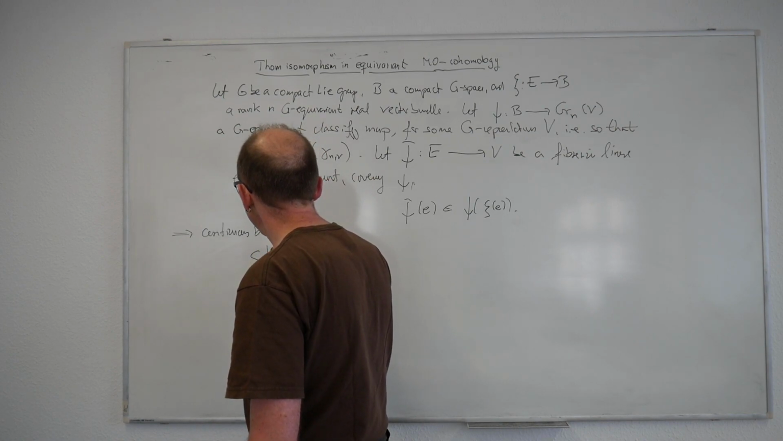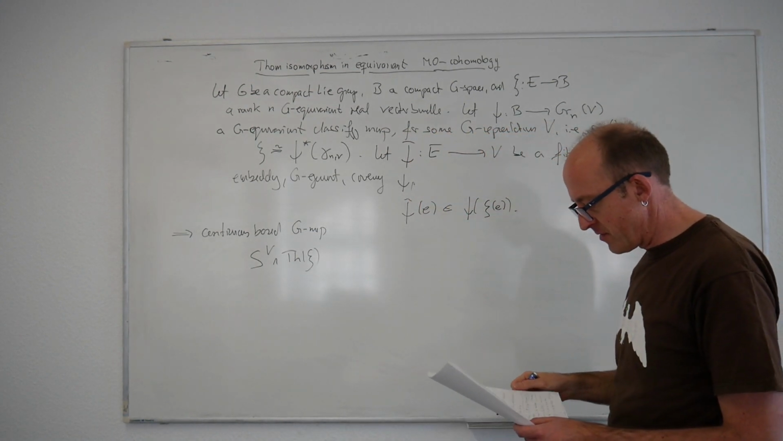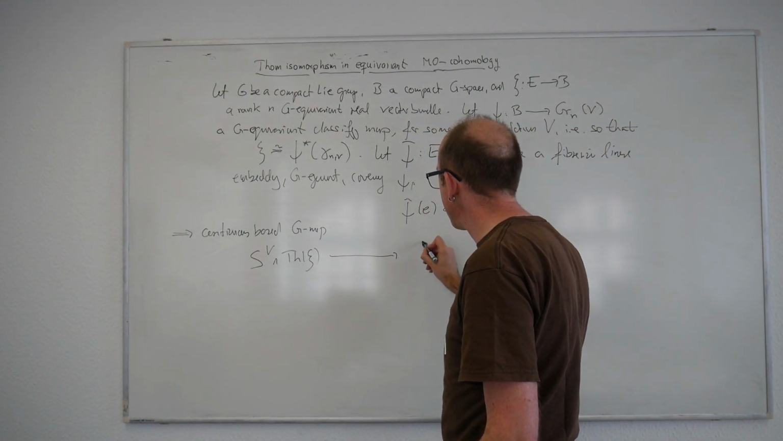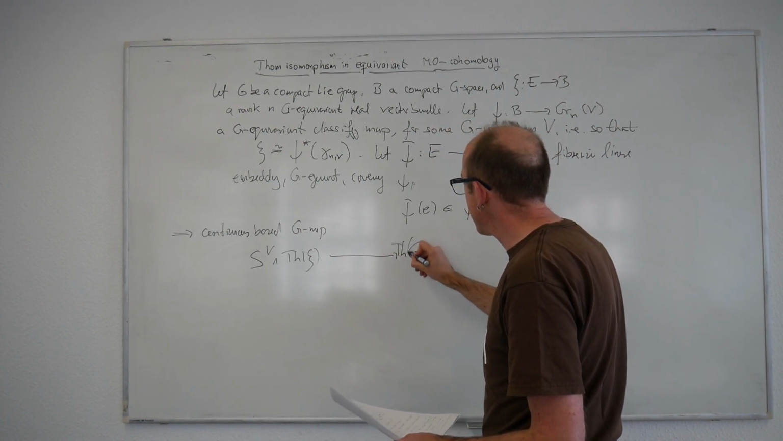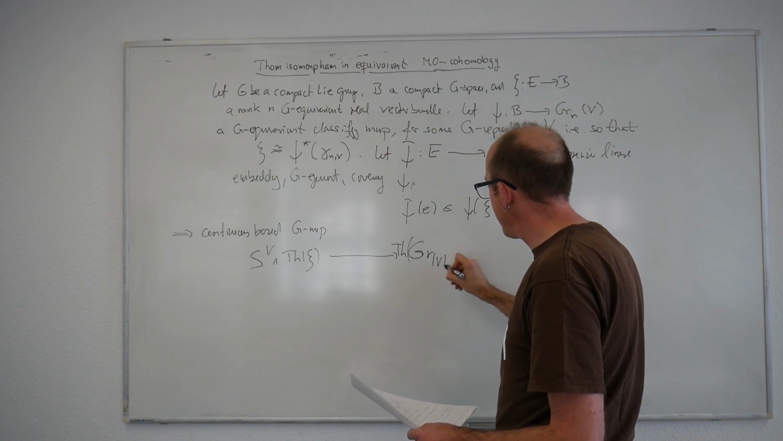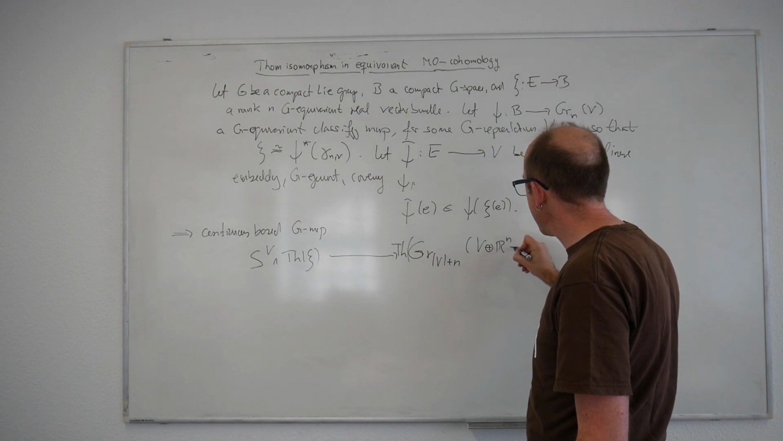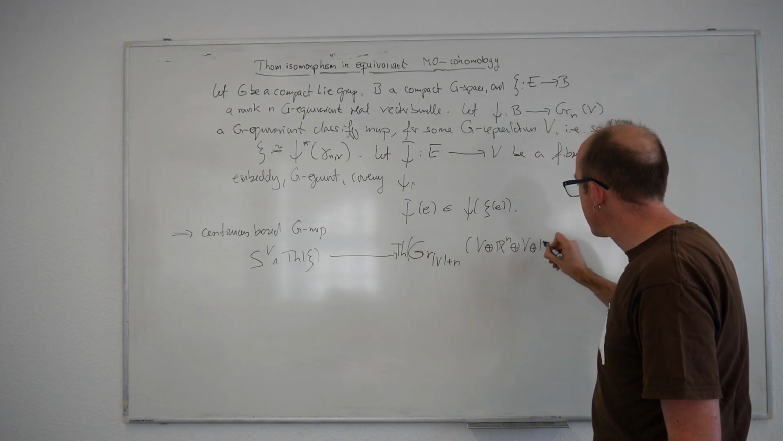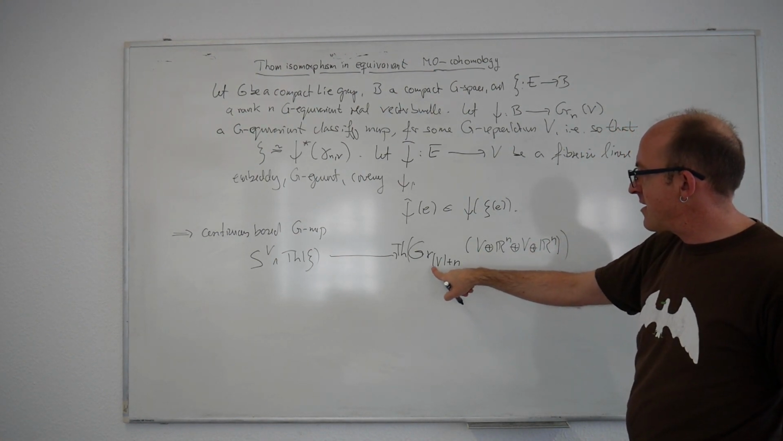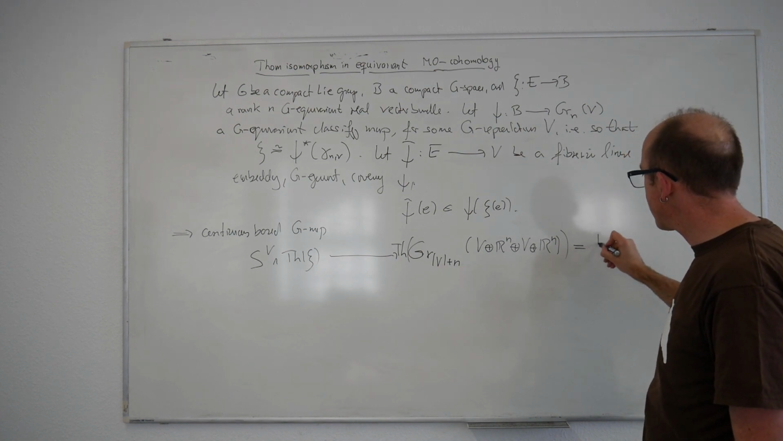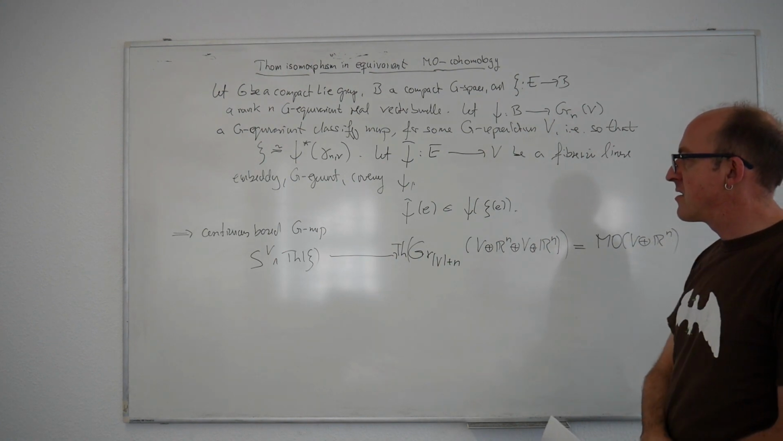From this data we can produce a continuous based G-map from S^V smash the Thom space of ξ, the one-point compactification of the total space, to the Thom space over the Grassmannian of dimension V plus n planes in V plus R^n, and V plus R^n exactly has the dimension dim V plus n, so this is exactly the V plus R^n space in the spectrum MO.